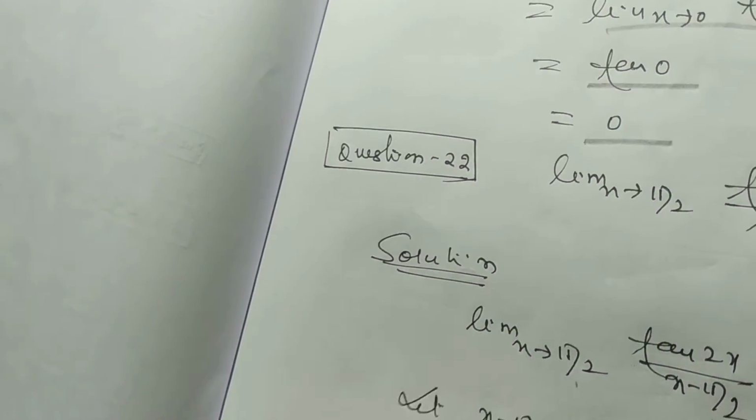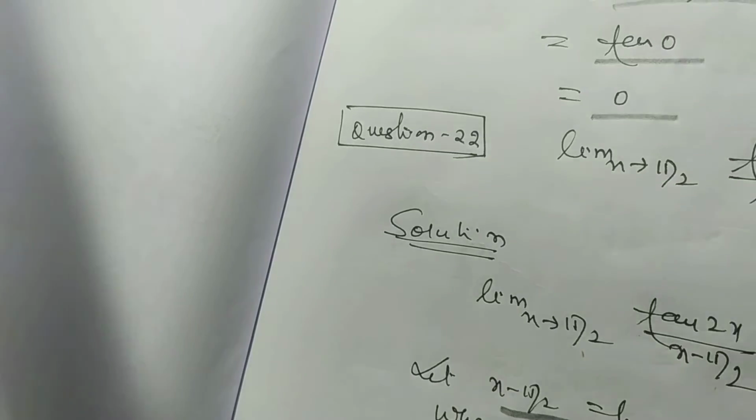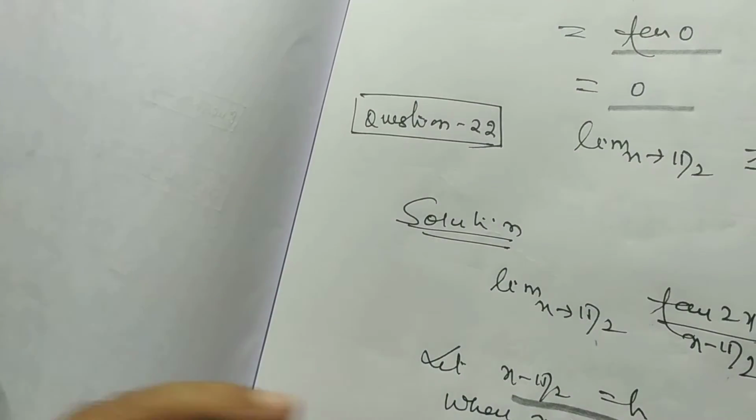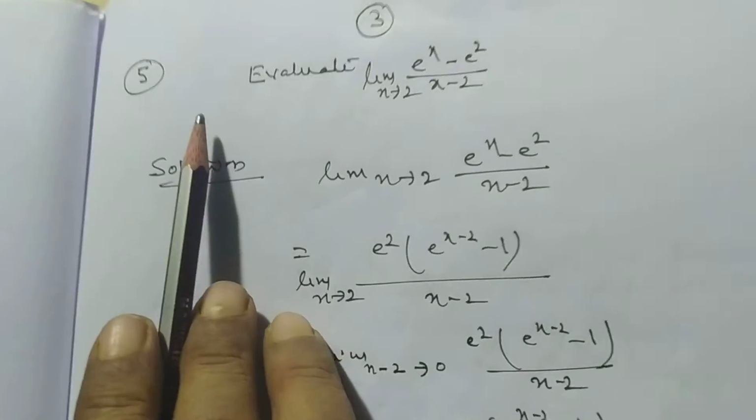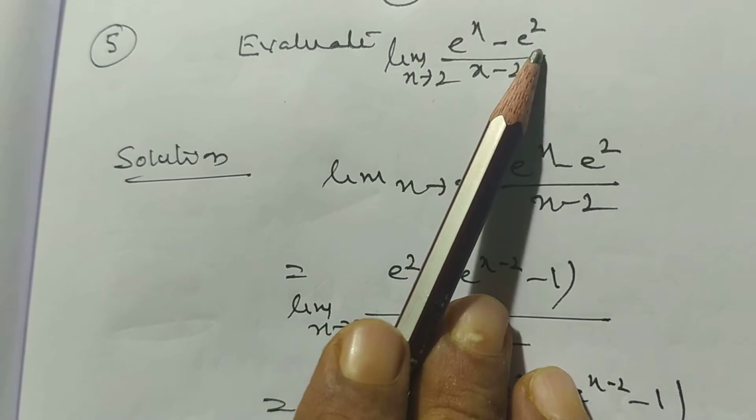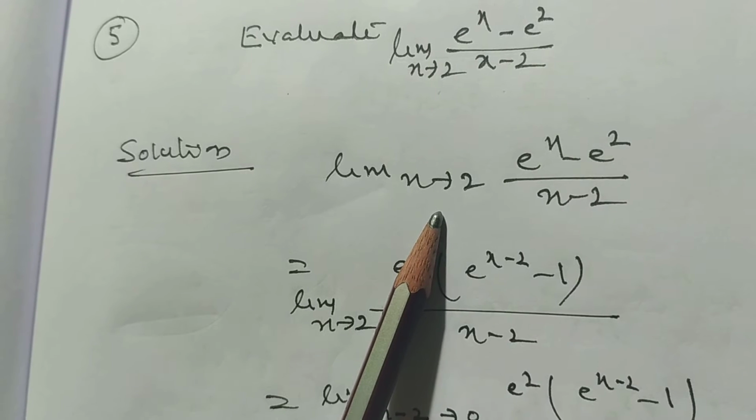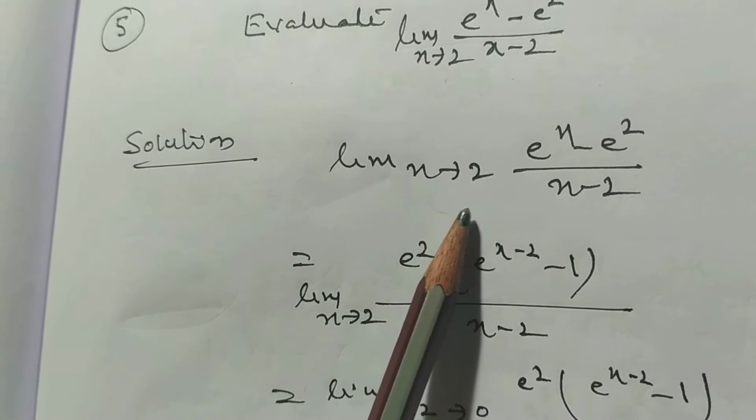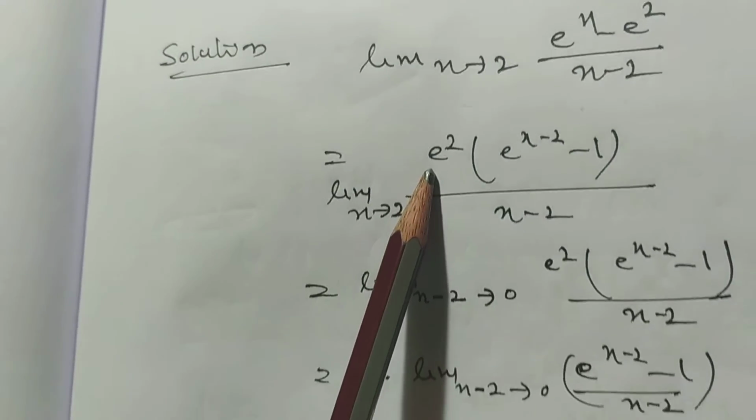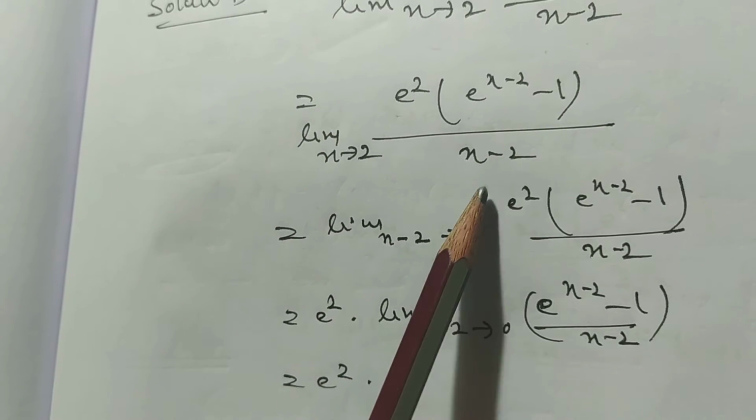So now my dear students, I want to discuss some more problems which are very, very important. Problem number 5. Evaluate limit x tends to 2, e to the power x minus e square divided by x minus 2. Now we can write limit x tends to 2, e to the power x minus e square by x minus 2. Taking common e square, e to the power x minus 2 minus 1 divided by x minus 2.